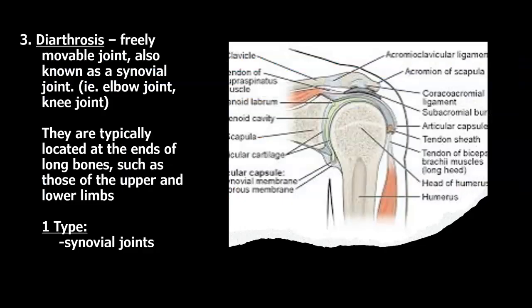The third type, you have your diarthrosis. This one's going to be a freely movable joint. Also, it's known as a synovial joint. So you would find this in the elbow or in the knee. They're typically going to be located at the ends of long bones, such as bones of the upper and the lower limbs. And so, of course, the types, you have your synovial joint, like we just said.